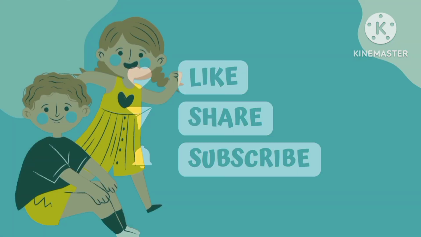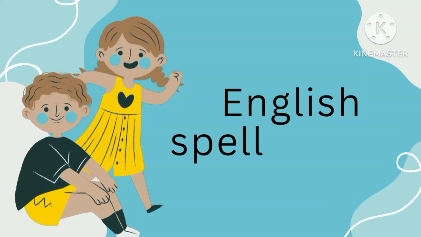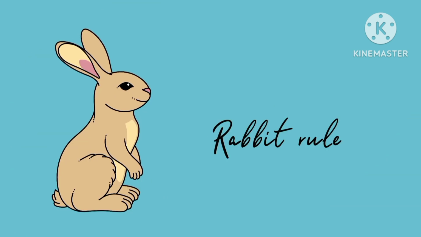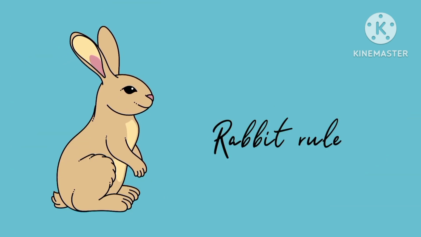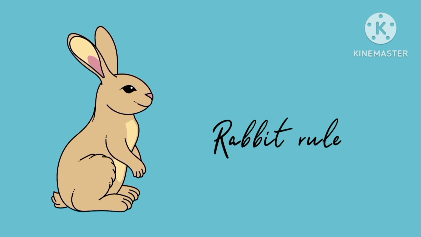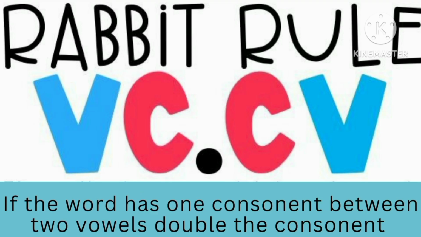Today I will tell you English spelling rule number 9, which is very interesting. The name of this rule is the rabbit rule. In this rule, we notice when two vowels come in one word and there is a consonant between two vowels, then we double the consonant.